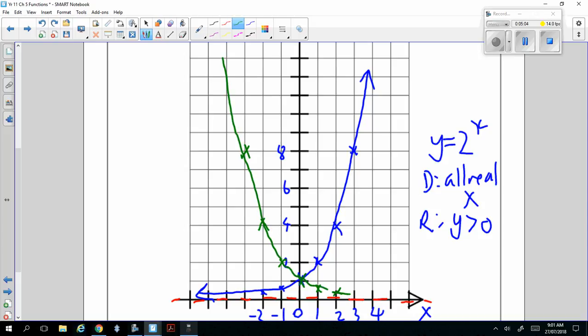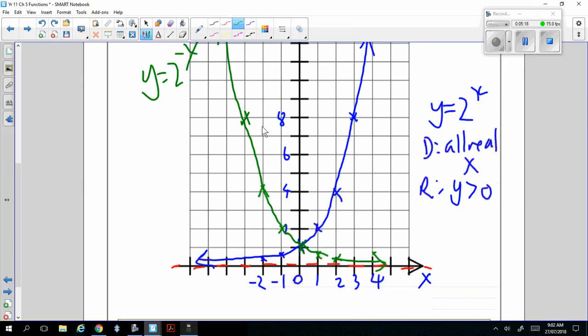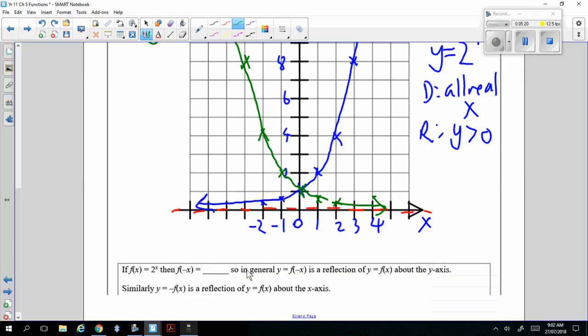Okay, there's your graph. And I'm going to label that as y equal to 2 to the power negative x. So now you know what the negative x does to the graph. Looks like it reflects about the y-axis. Let me just explain that.